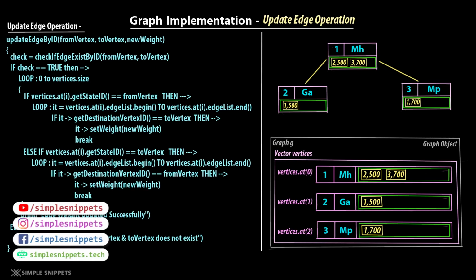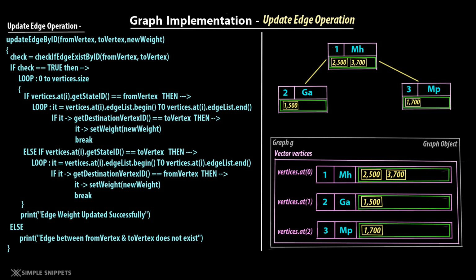Welcome back to another video tutorial on data structures and algorithms, and let's quickly continue with our graph implementation topic. In this video we're going to talk about the update edge operation. Now before we proceed, I'm assuming you guys have already seen the first few videos of the graph implementation. If not, this video is going to be difficult to understand.